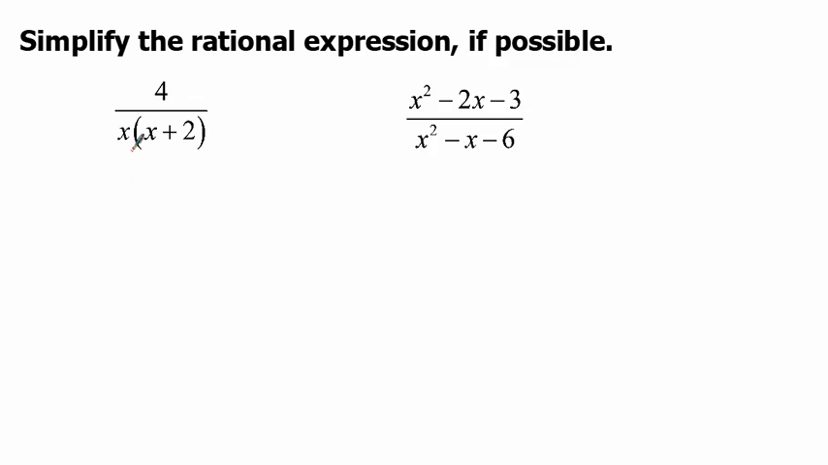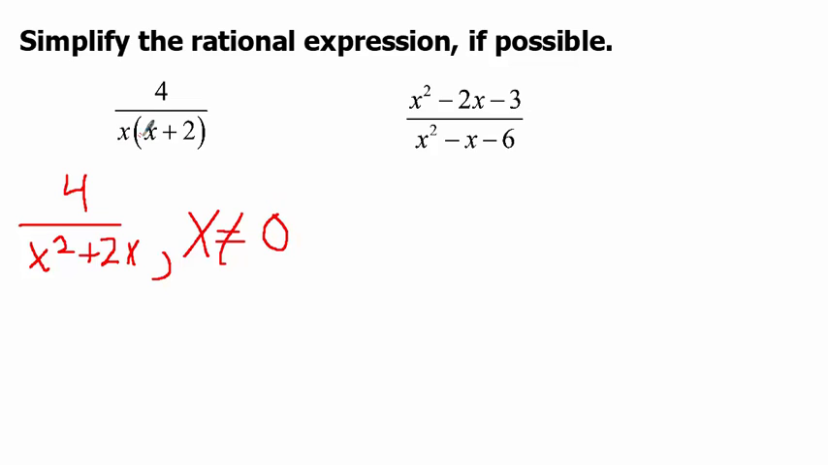Now, it might be that nothing factors. That's fine. I still have this. I am going to multiply it back out to give me x squared plus 2x in the denominator. But I still need to say, oh, by the way, x cannot equal 0. And x plus 2 cannot equal 0, giving me a -2.